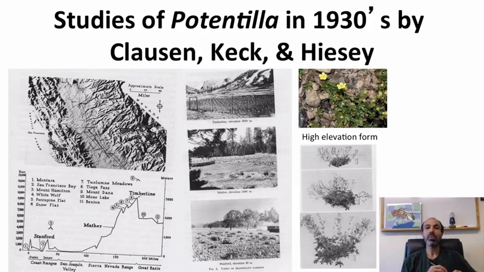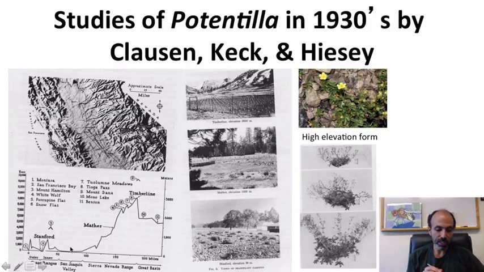This is from the 1930s, work done by Clausen, Keck, and Heisey. And they were interested in these differences among plant forms identified from different elevations. So they got some plant forms from, as you can see here on this elevational gradient, from timberline, which is very high in the Sierra Nevada of California, from Mather, which is moderately high in elevation, and from Stanford, which has a very low elevation, just above sea level.